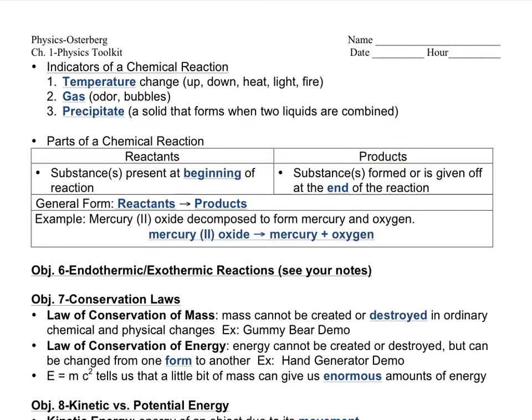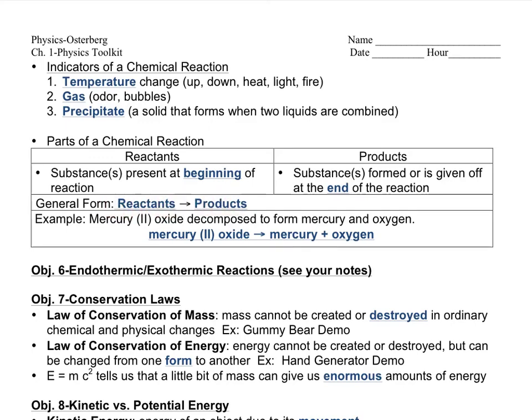Products, sometimes you may only have one product that is formed. Two things may combine to form one, but it could have more than one. So those are substances formed that are given off at the end of the reaction. So they're there at the end. So products make sense. If you think of production, the product is what you make at the end. It's what's there at the end, also in the reaction. So the general form, you have reactants yielding the products.